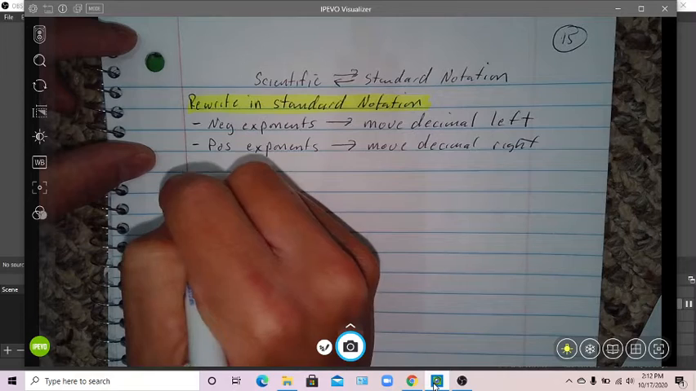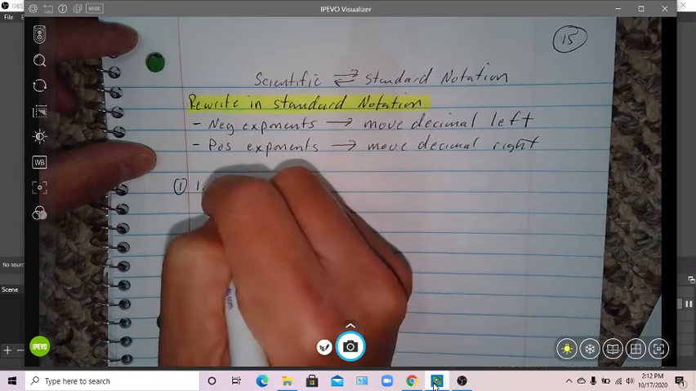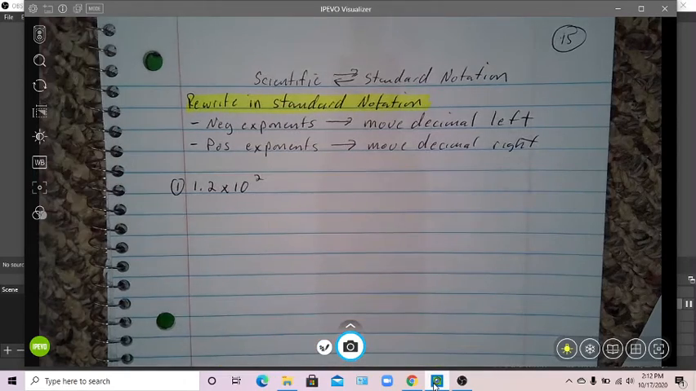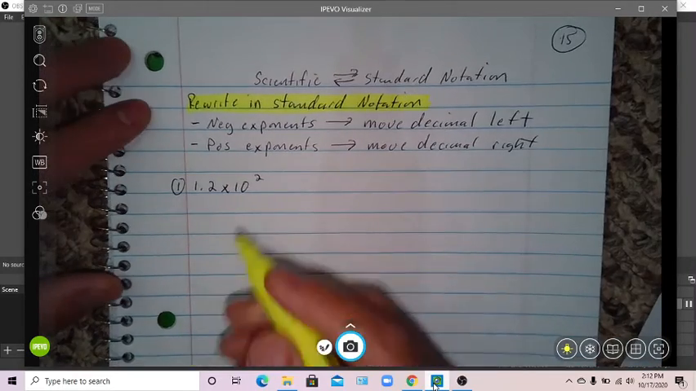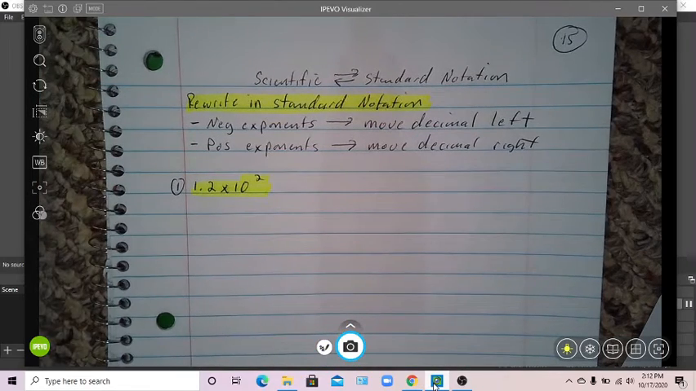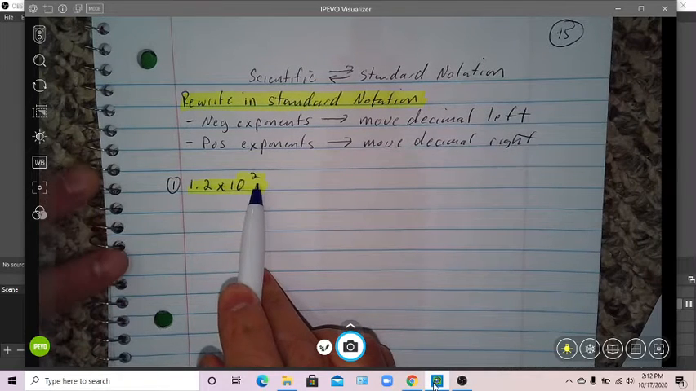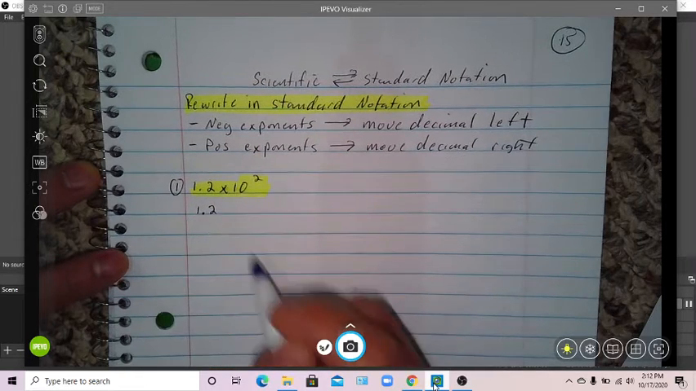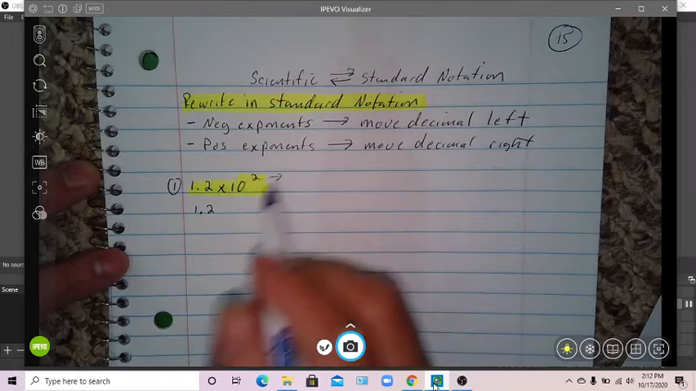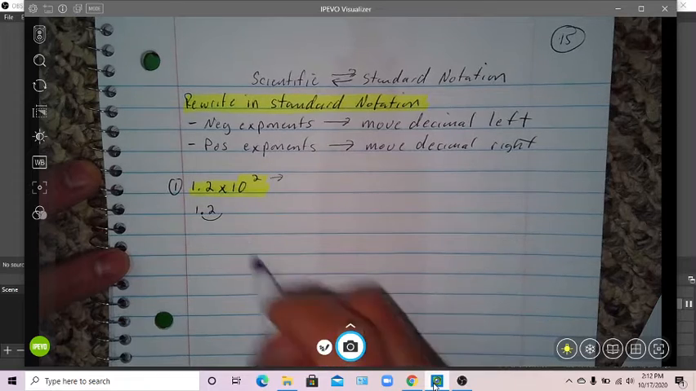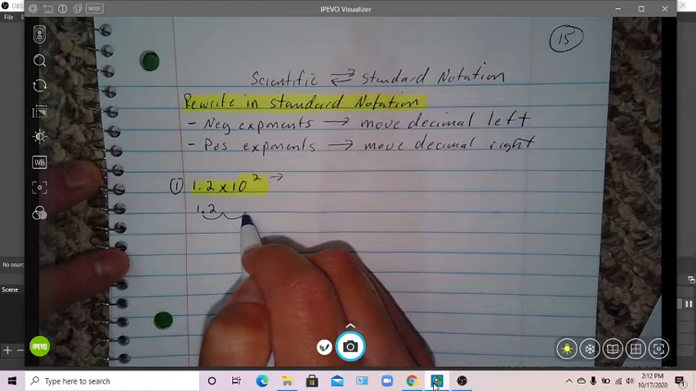Alright, so here's the first example. 1.2 times 10 squared. Okay, 1.2 times 10 squared. Look at the exponent. It's a positive exponent, so you're going to move it to the right 2 times. Okay, so I'm going to rewrite it here, 1.2. Alright, so we're moving to the right, so I'm going to move the decimal to the right. 1 over there's 1 time, and I'm going to move it another time also.